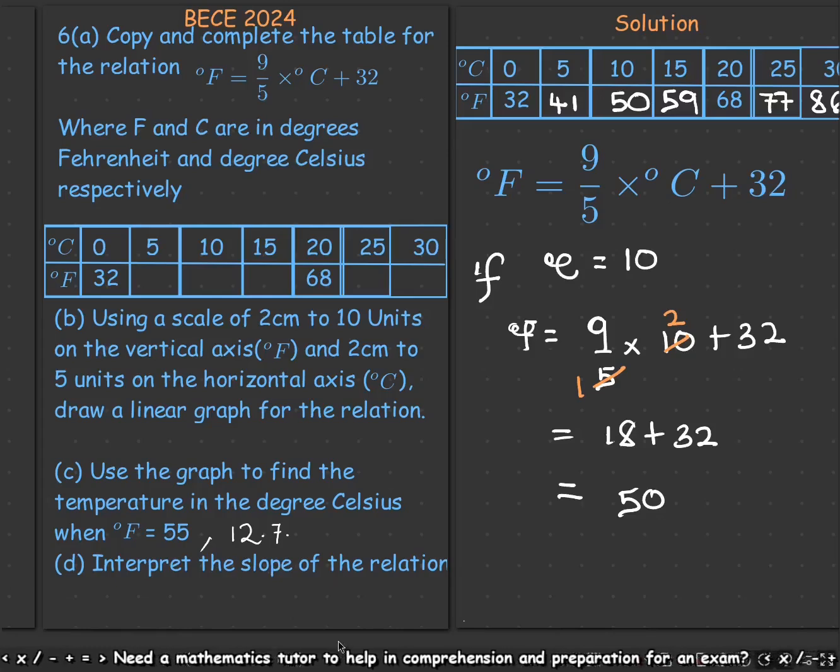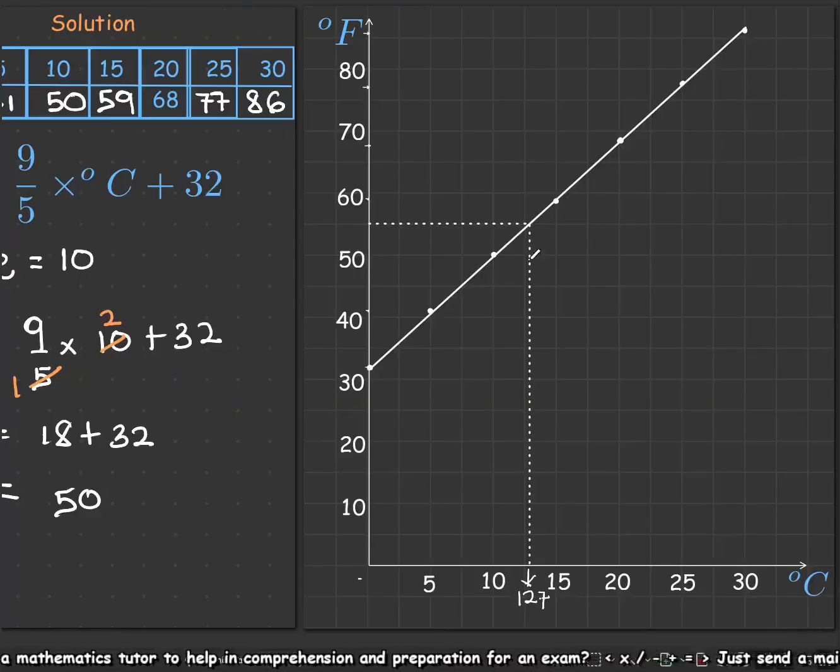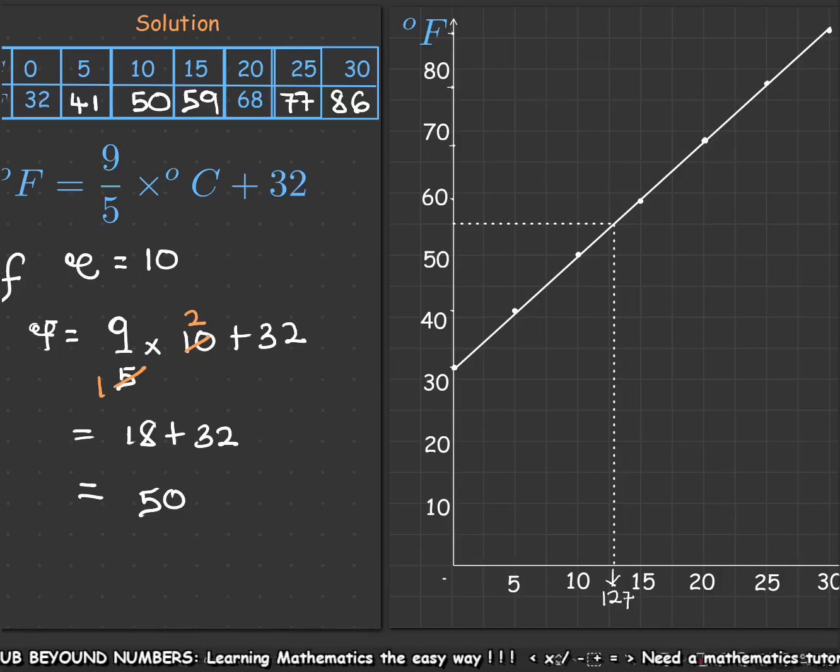Now interpret your slope, interpret the slope of the relation. Look at what is happening here. Now you realize that the slope is such that if the degree Fahrenheit is increasing, that of Celsius is also increasing. You see, and we need to calculate for the slope.